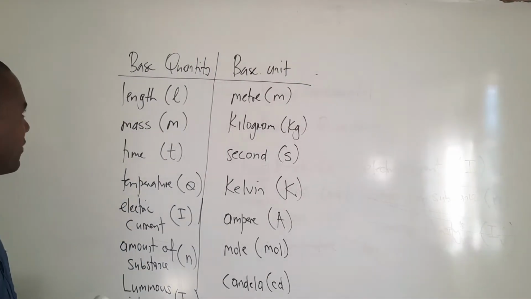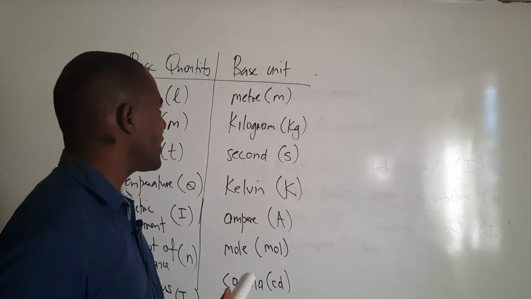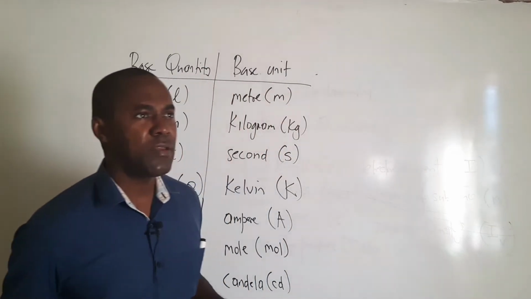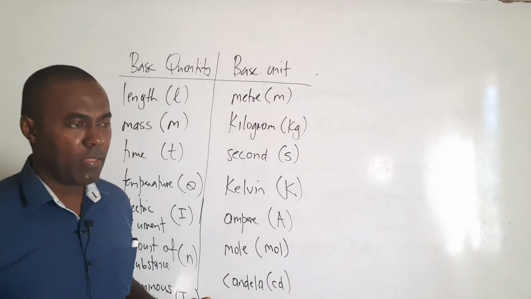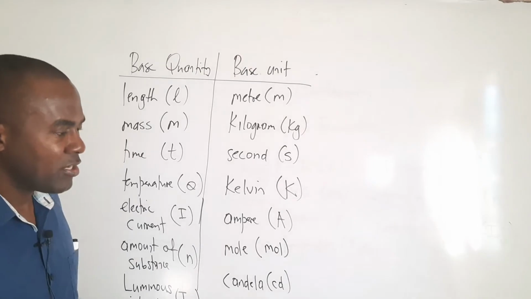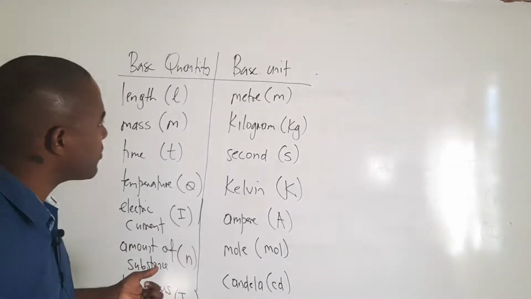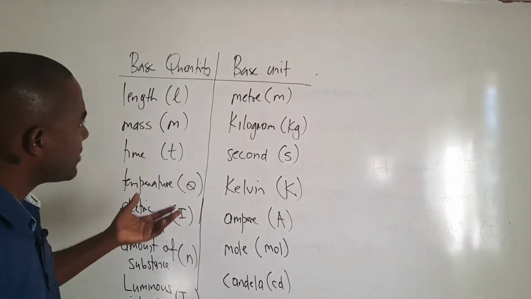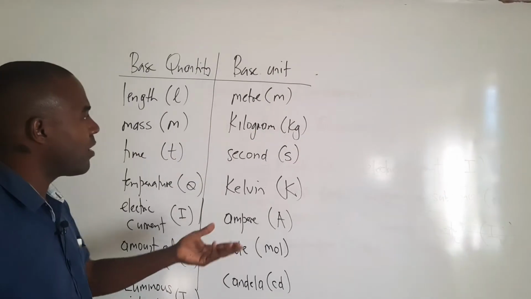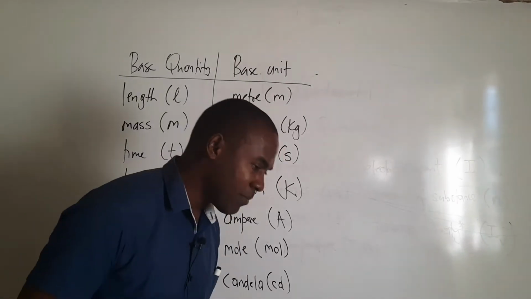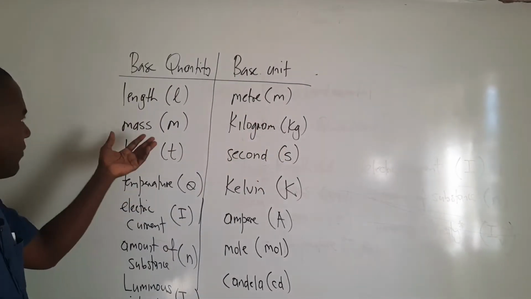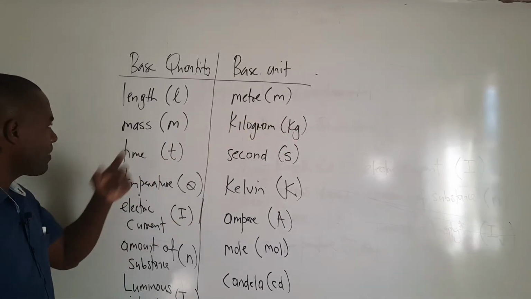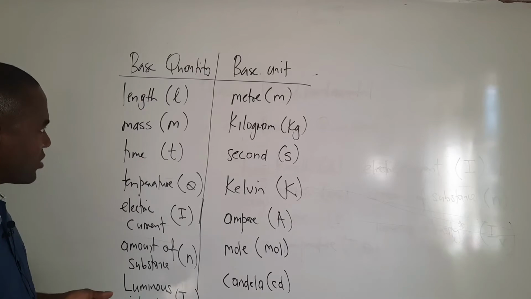So these are the 7 fundamental or base quantities and their respective base units. Now earlier we said that basically these are the foundation or the building blocks of all other physical quantities. So there's no physical quantity which cannot be expressed as a combination of one or more of these, right? And the respective units, of course, are called base units or fundamental units. So symbol for length is L, SI unit is a meter, symbol m.